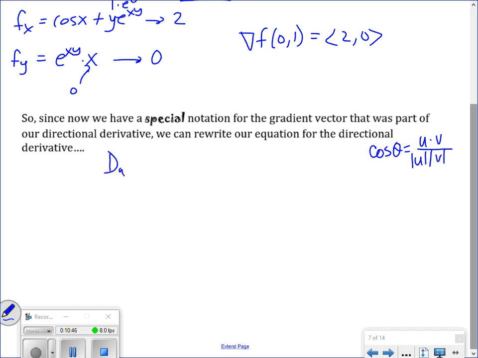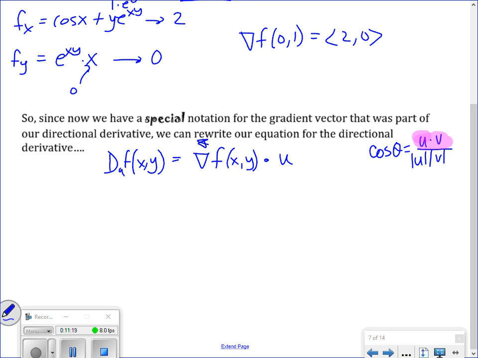So D_u f of xy is del f at xy dot u. So that's what we had before. It's just the gradient vector, just this new notation for that. So no big deal. And what we're going to do is tie it back to this piece right here.